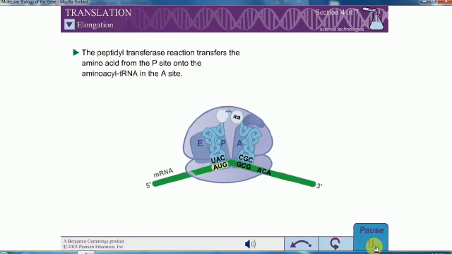Next, a peptide bond is formed between the amino acids. This reaction transfers the amino acid from the tRNA in the P site onto the aminoacyl tRNA in the A site.